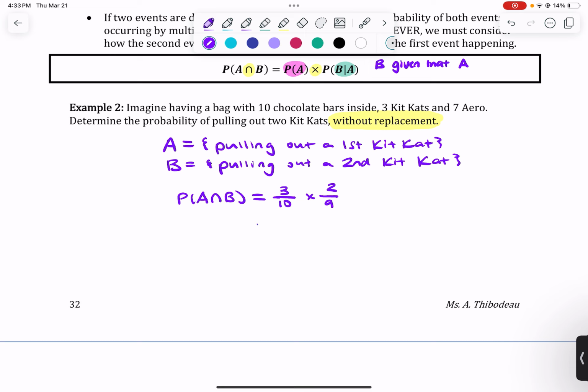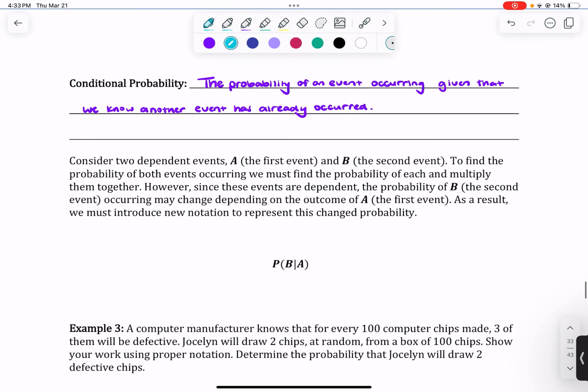Again, I can do that multiplication, numerator times numerator, denominator times denominator, and I can math frac that. I get that reduction to be 1/15. All right, so those are our 2 introductory examples of dependent and independent events. Let's dive deeper into conditional probability.